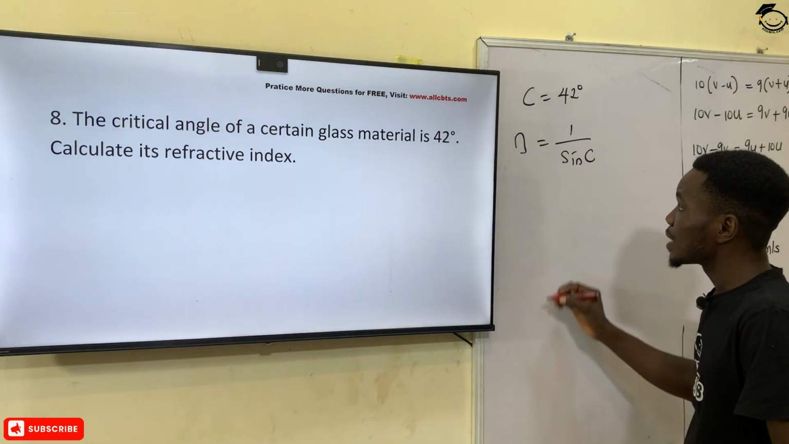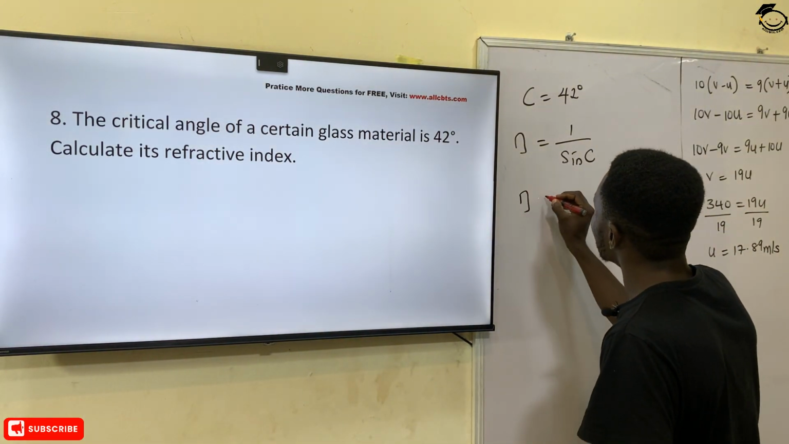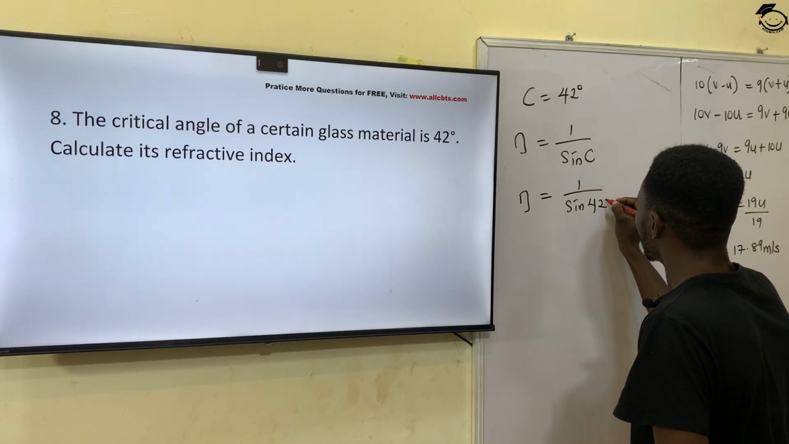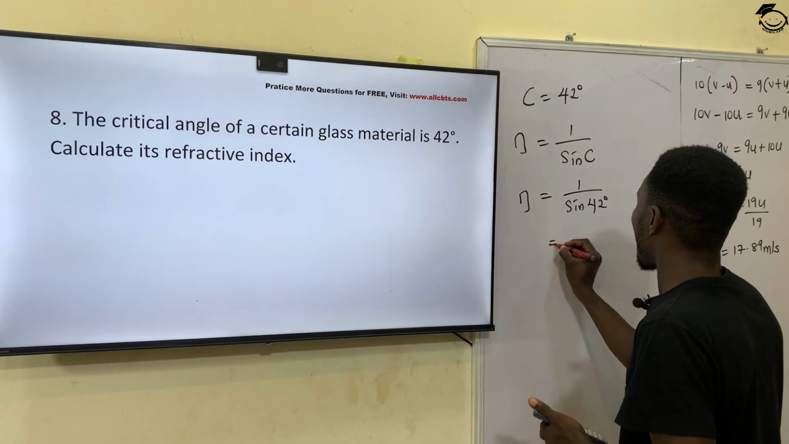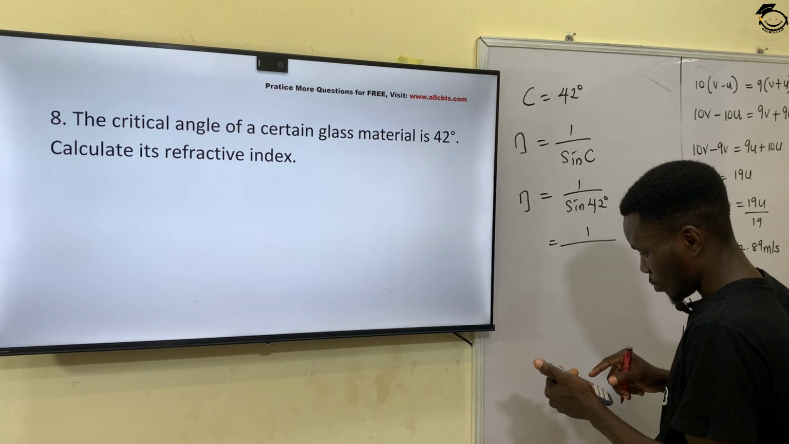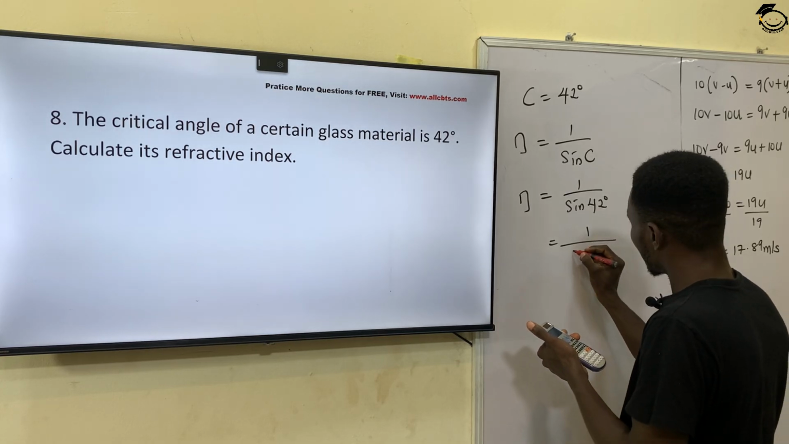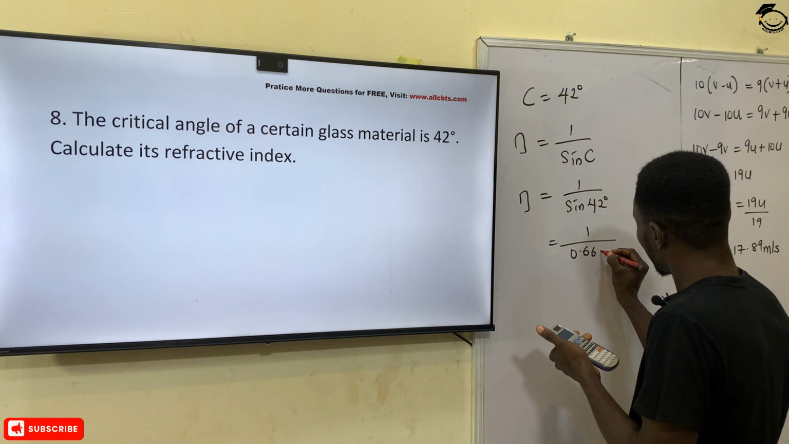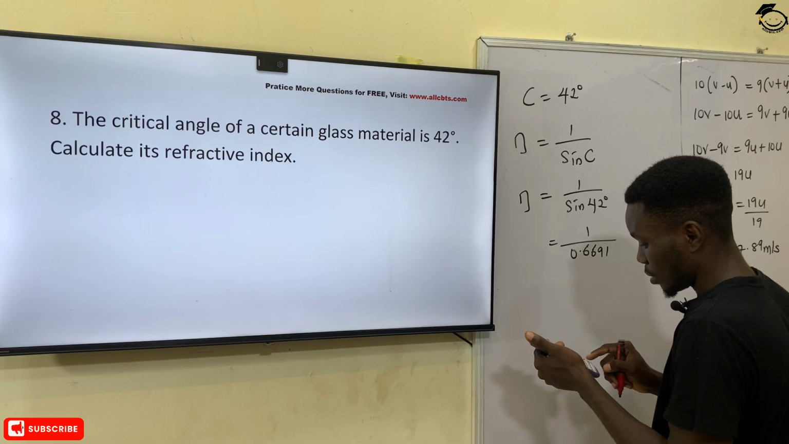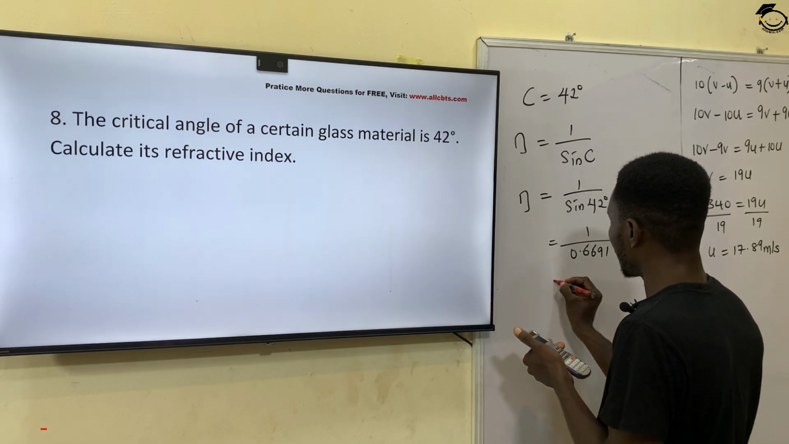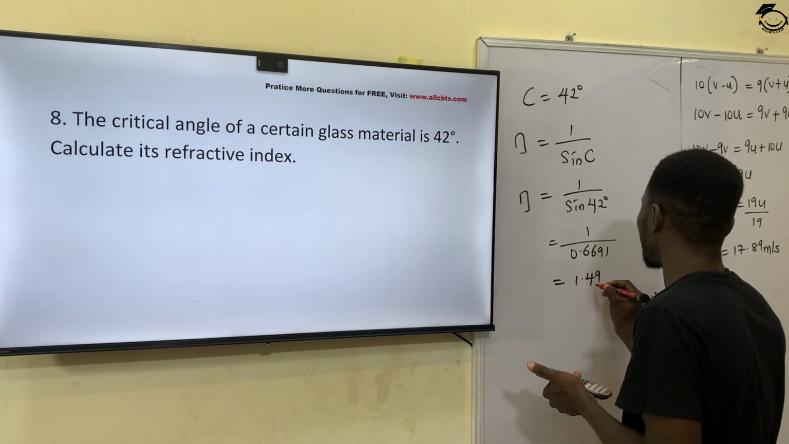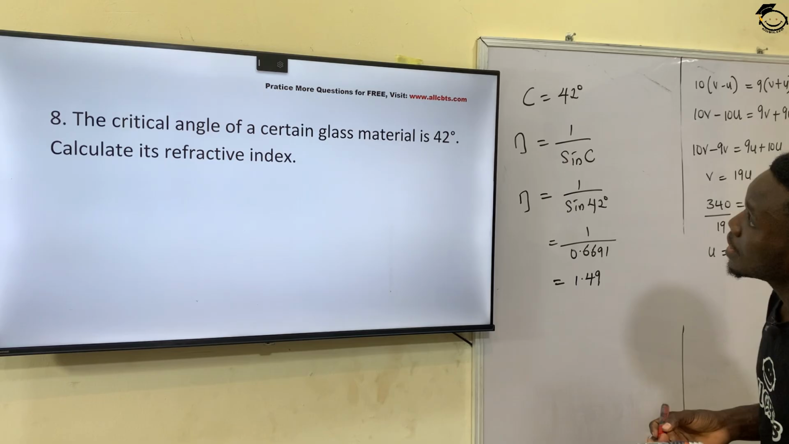So this means that the refractive index of this certain glass will be equal to 1 over sine 42 degrees. So 1 over sine 42 will give me 0.6691 for the sine, and 1 divided by this will give me 1.49. So it means that the refractive index of this certain glass is going to be 1.49.